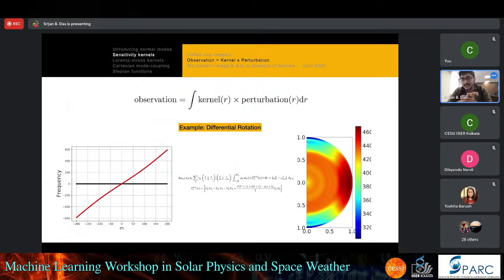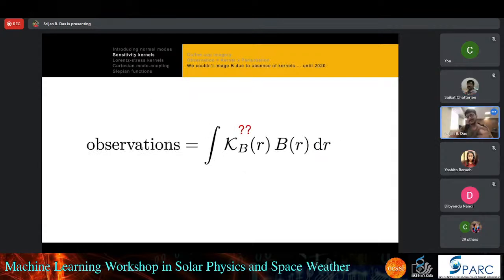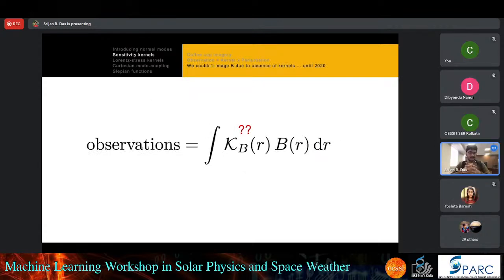A fantastic example of this is differential rotation. It has been possible to measure differential rotation this precisely because the kernels existed for a long time, and people have been using this to make very, very precise measurements of differential rotation. But in the absence of kernels, this couldn't have been done, which was fundamentally the case for magnetic fields. If you write the same thing for magnetic fields, this red question mark over script B shows that the analytical form of these kernels didn't exist until 2020 when we wrote our paper.